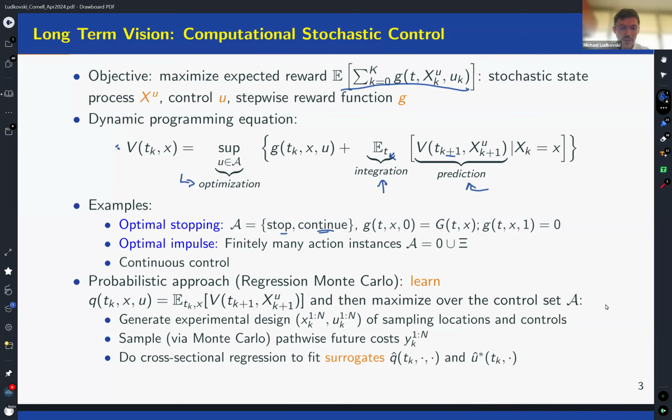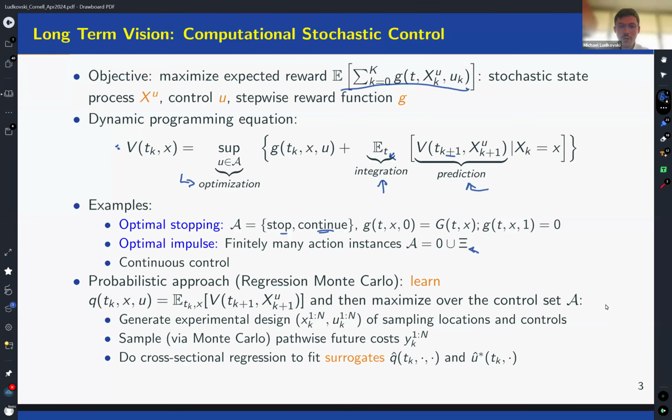I'll be talking again towards the end of the talk about optimal impulse control, where essentially I first decide if I want to do anything or not, so I can continue, or I can impulse, which is a lump action, an instantaneous lump action, and then I have to figure out what's the best impulse to pick. This is my C set for impulses. And of course, continuous control also can be handled; this is what it looks like by default. So the vision for how to handle conditional stochastic control is to do something like regression Monte Carlo.